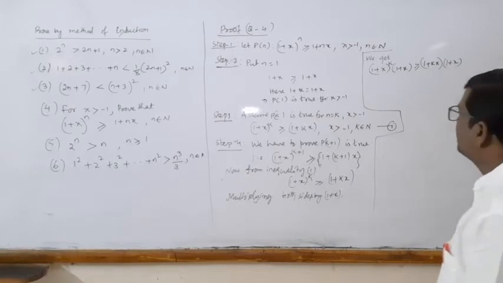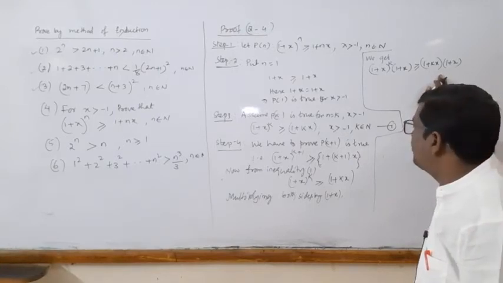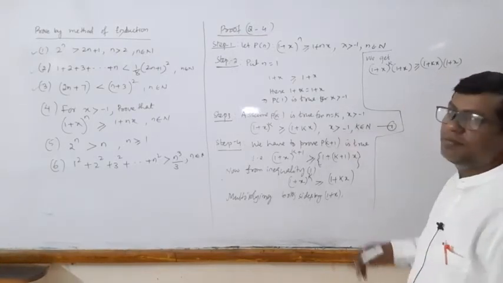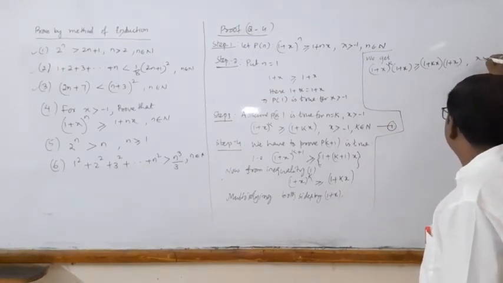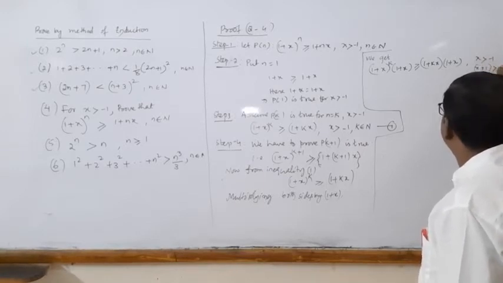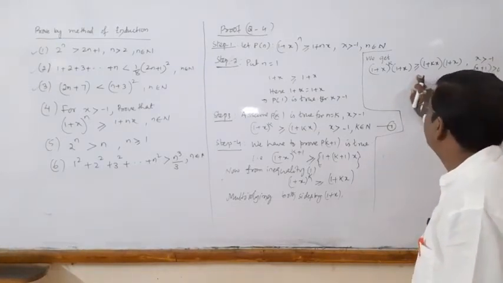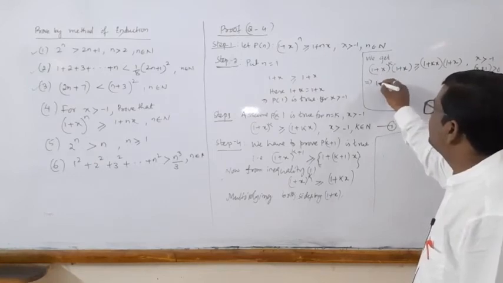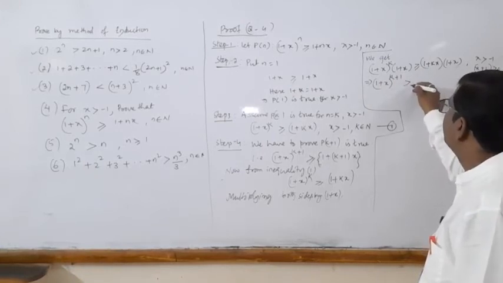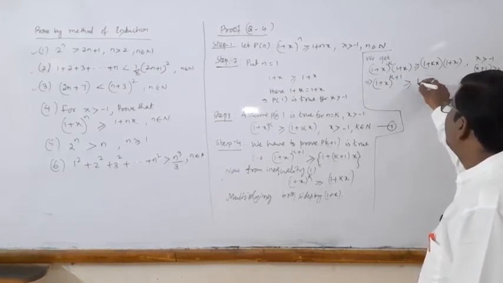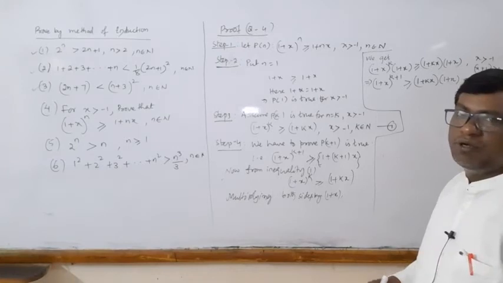Here 1 plus x is positive, so the sign cannot be changed, because for x greater than minus 1, x plus 1 is greater than 0. The sign greater than or equal to remains the same. So this implies (1 plus x) whole to the power k plus 1 is greater than or equal to (1 plus kx) into (1 plus x). This is required to prove.